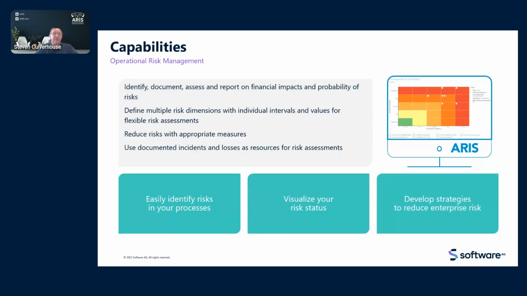As I say, the capabilities: you can visualize your risk statuses, you can identify the risks that you have within your business processes, and you can map those risks onto the processes. Again, there are different model types we can use for that purpose. You can also categorize your risk and say, well, this is a risk, it's an IT category type risk. And then you can also develop strategies to reduce the enterprise risk.